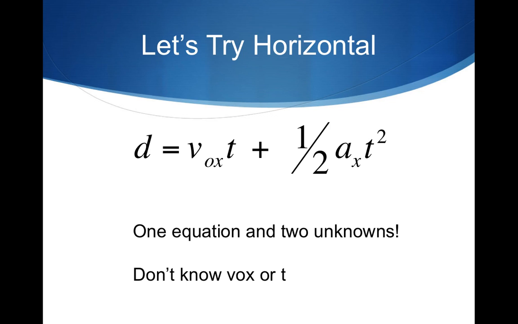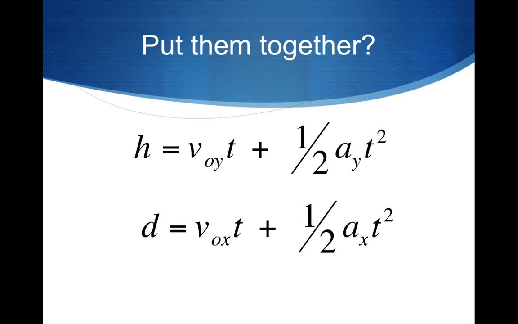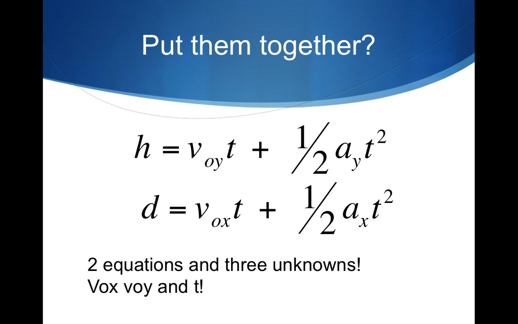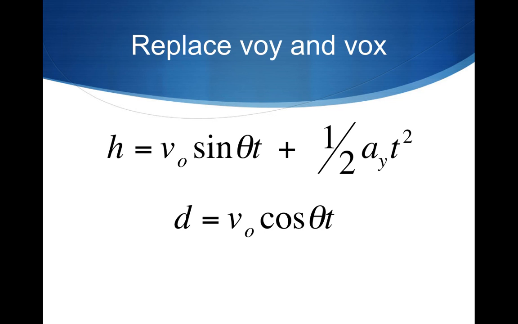Okay, let's try them both together. Uh-oh. We still have two equations now, but we have three unknowns. We don't know v0x, we don't know v0y, and we don't know t. Bummer. Okay, here's what we can do. We can replace v0x with v0 cos and v0y with v0 sine, and here's what we get.